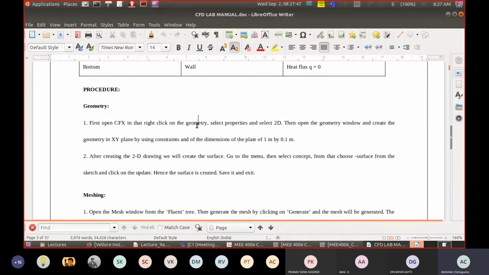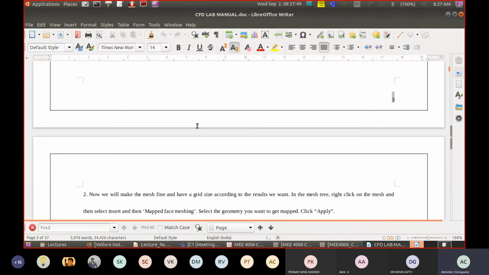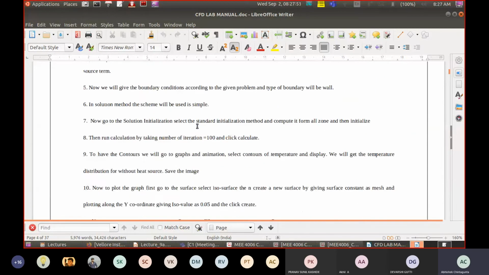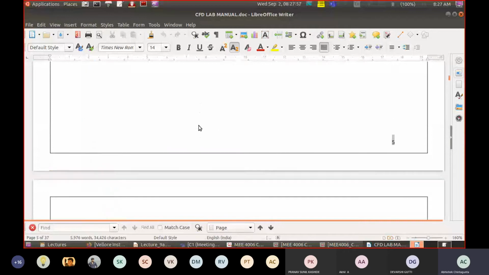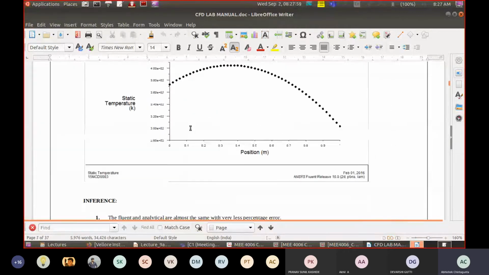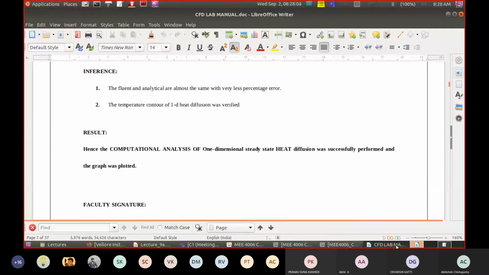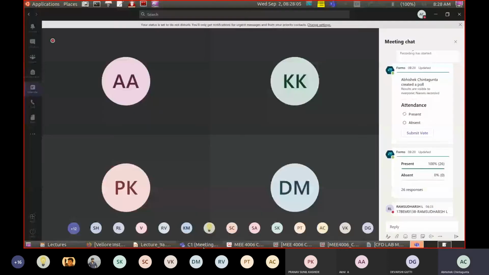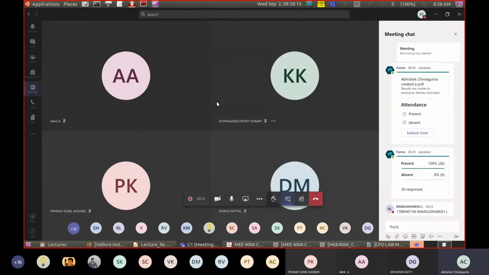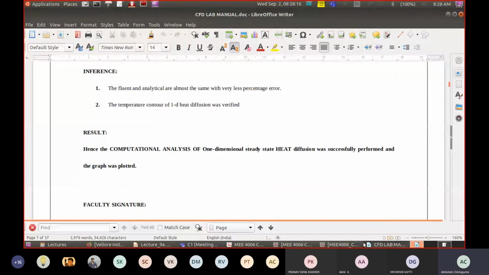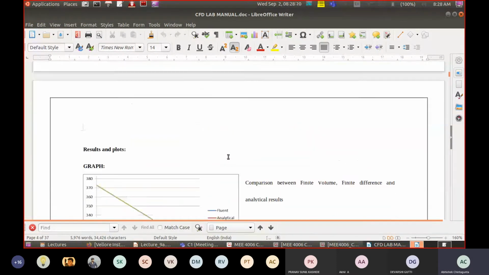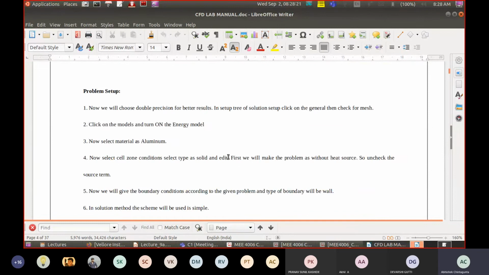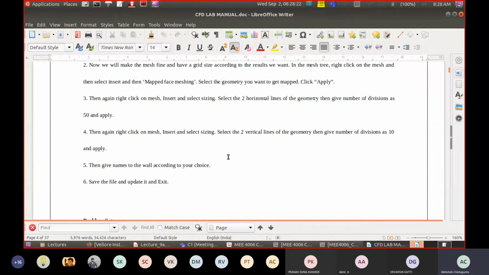And don't blindly just copy and paste the figures. Just try to think about it for 30 seconds or 1 minute, and you'll be able to write the inference and results in a better way than this. Any other questions regarding the lab? Lab is similar to any lab. What are the steps that you have used in geometry creation, meshing, and how did you set up the problem in ANSYS Fluent?